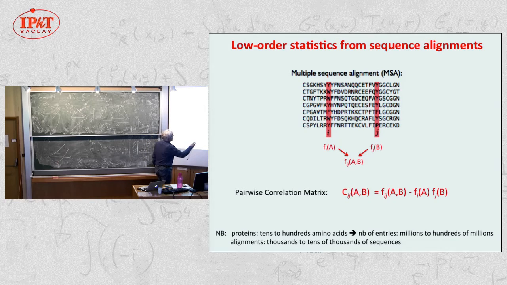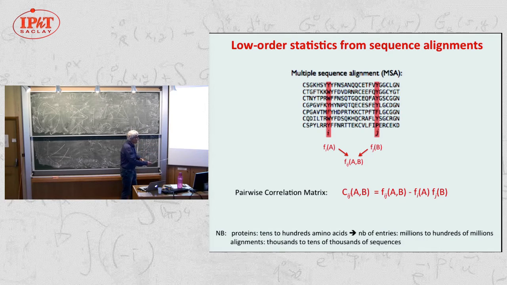Same thing on site J, but you can also compute joint frequencies, which is the joint probability of having on sites I and J the amino acid A on I and B on J. And the correlation, or let's say the covariance matrix, would simply be C_ijab, which is the difference between the 2-point frequency and the product of the 1-point statistics. So you would expect that if mutations are independent, this quantity on sites I and J is essentially 0, otherwise it would be large, positive or negative, depending on A and B.